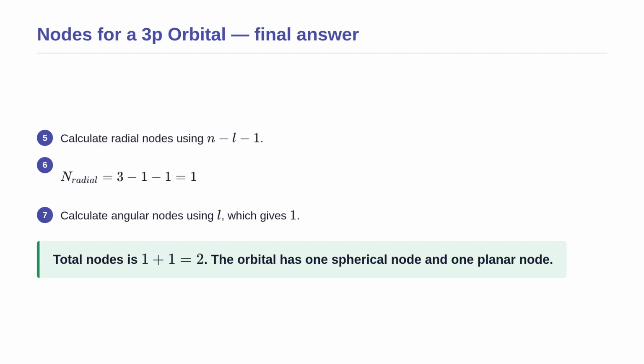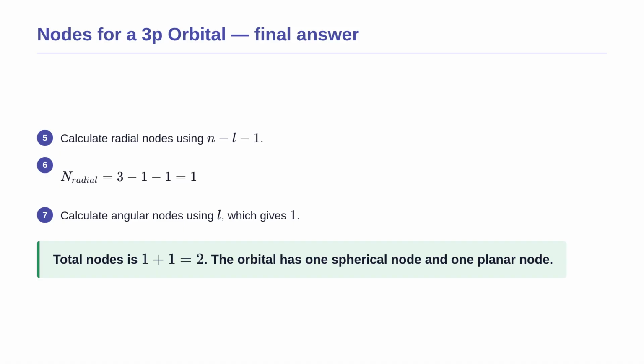Now that we have our quantum numbers, let us finish the calculation. We substitute n equals 3 and L equals 1 into our radial node formula. 3 minus 1 gives us exactly 1 radial node. Next, the angular node formula is simply L, which is 1. Finally, we add them together to find the total number of nodes, which is 2.